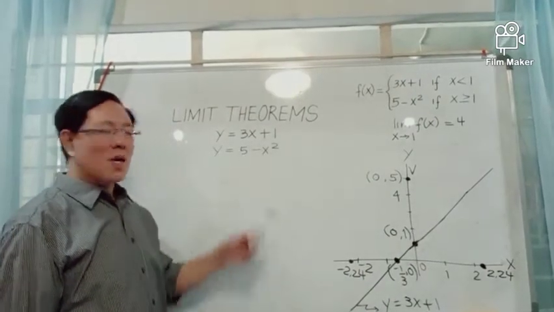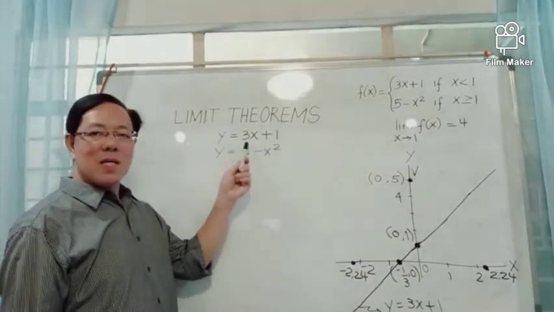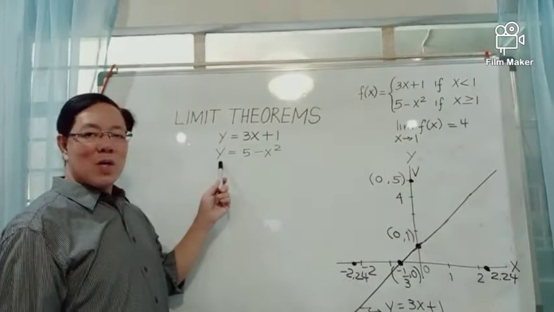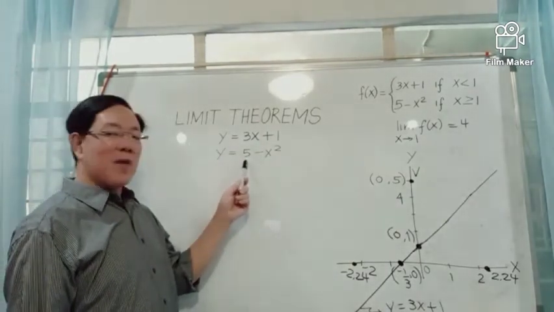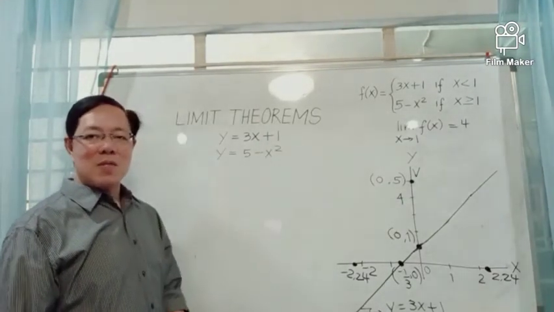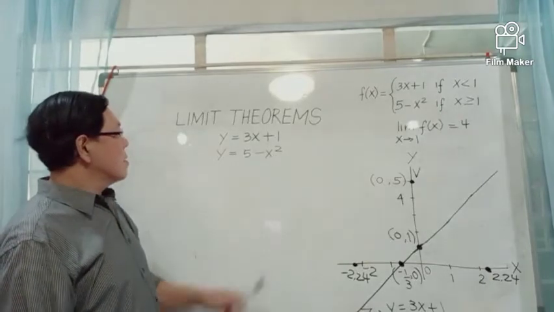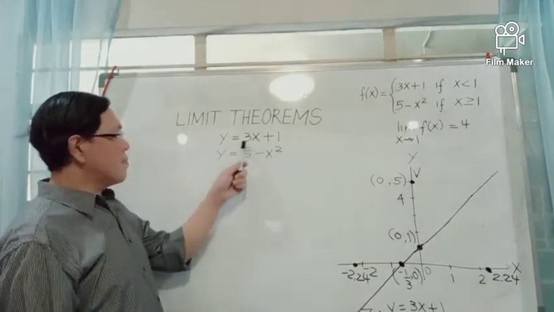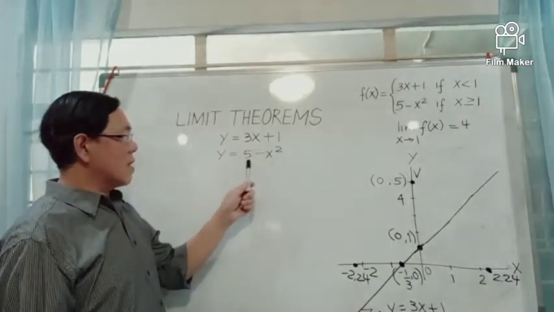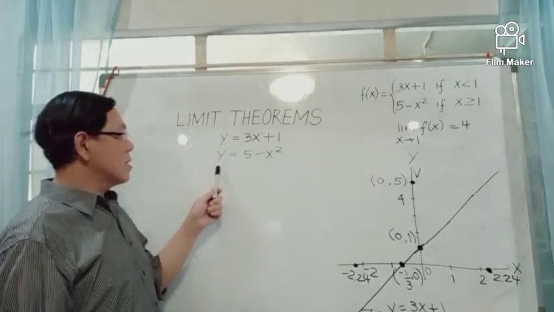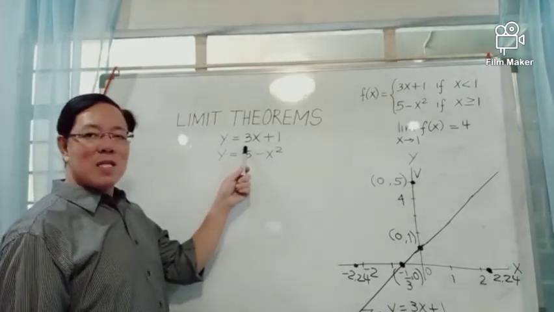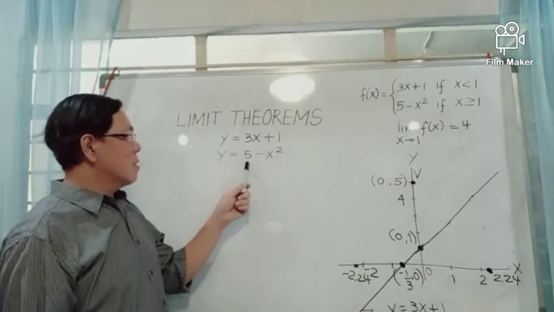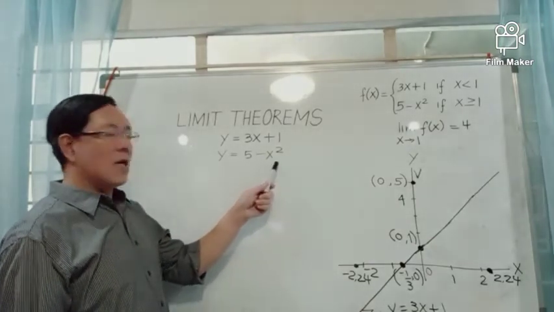We now solve the equation of the line, y equals 3x plus 1, and the equation of the parabola, y equals 5 minus x squared, simultaneously. Since the right-hand sides of these equations are both equal to y, we simply equate 3x plus 1 to 5 minus x squared.